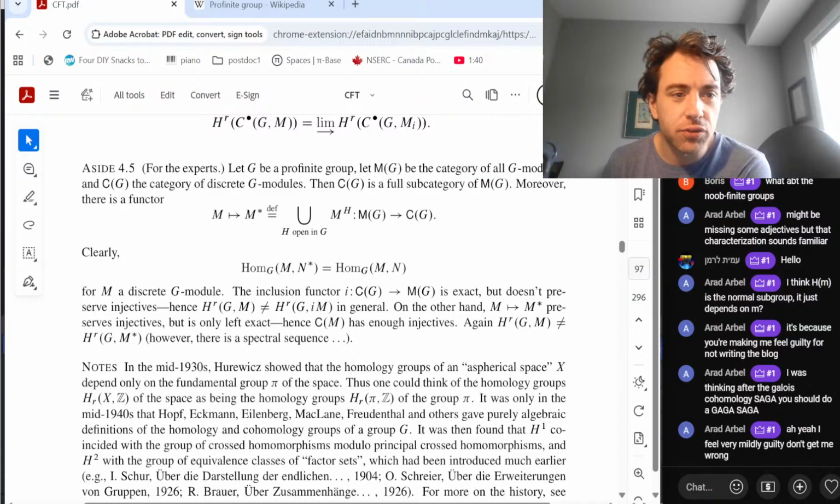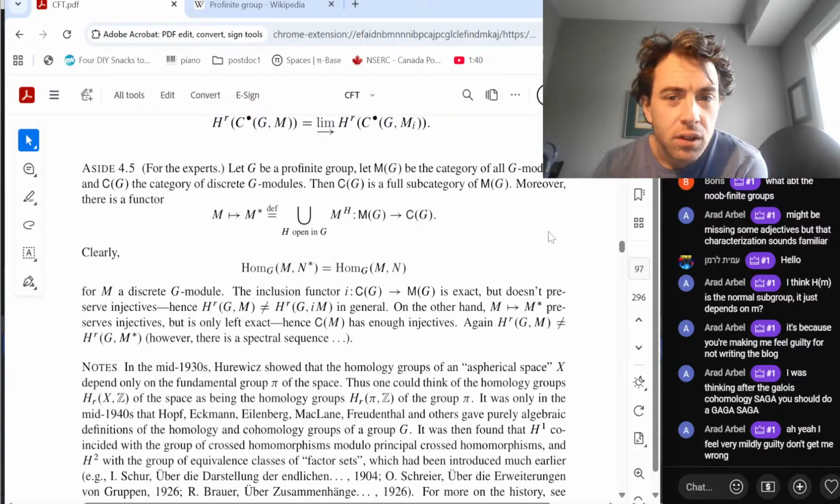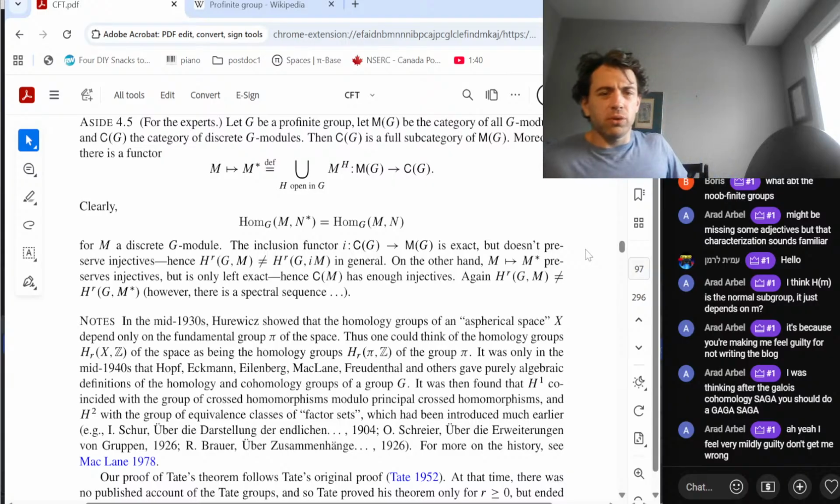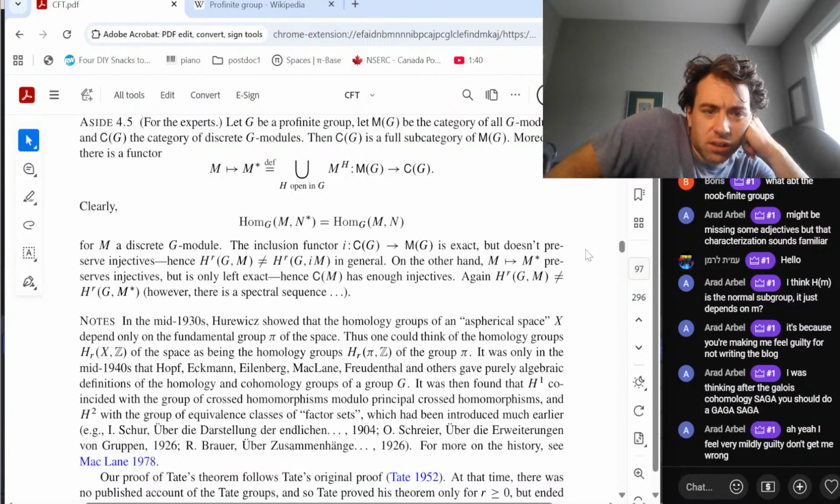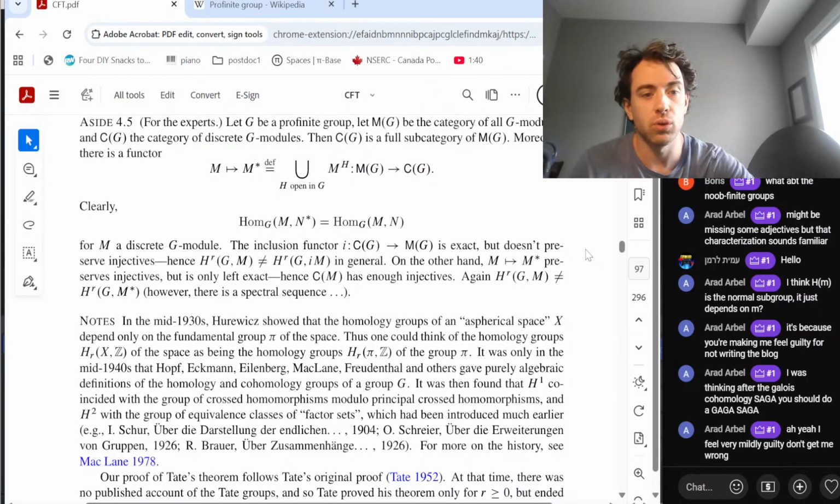Consider the category of all G-modules and the category of discrete modules. It's a full subcategory. Moreover, there is a functor to the union of what? Of taking fixed points over all the things? Okay, I see. Right, gotcha. And clearly it's an adjunction. So the inclusion functor is exact, but doesn't preserve injectives. Hence, these aren't equal in general. On the other hand, the other functor preserves injectives, but it's only left exact. So this thing has enough injectives. Ooh, however, there's a spectral sequence.